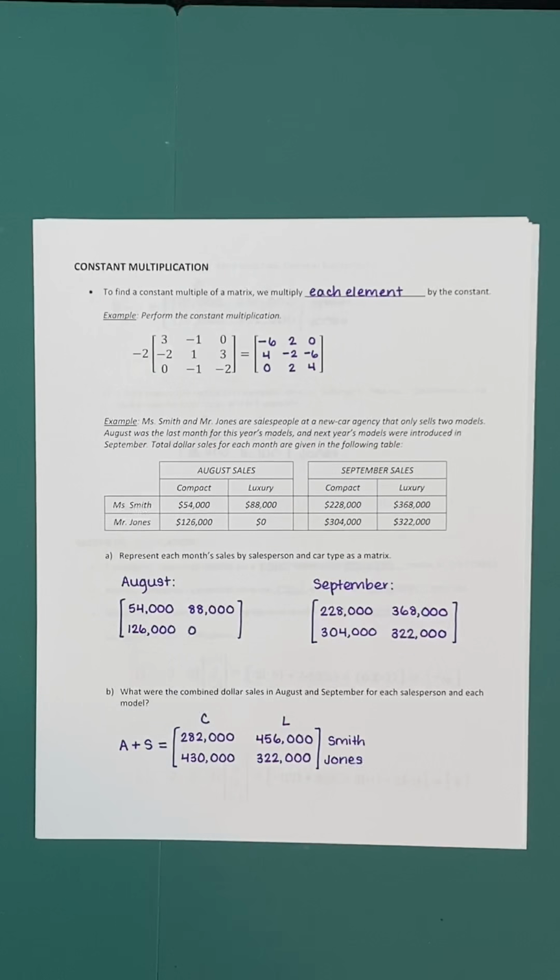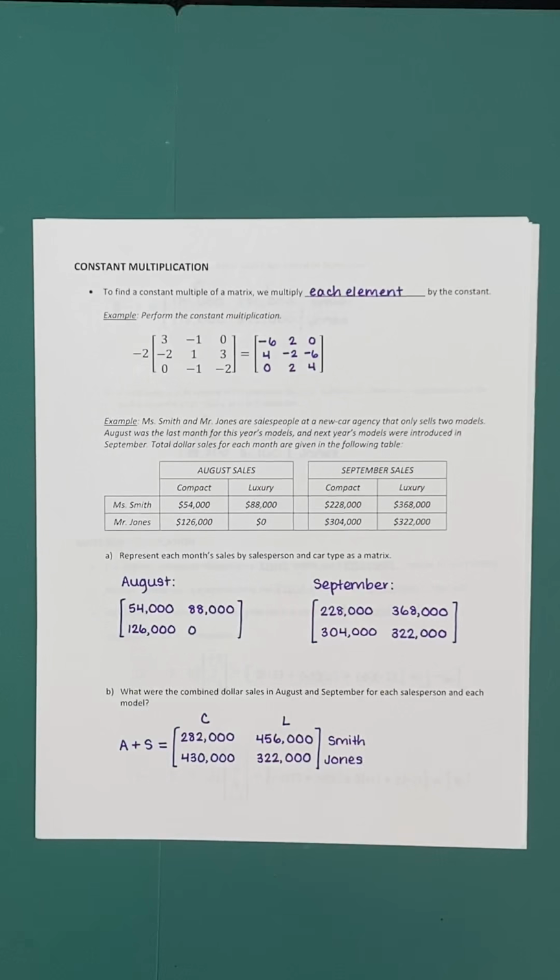So how might we use these operations in an actual applied situation? Well, let's look at an example. Our example says, Ms. Smith and Mr. Jones are salespeople at a new car agency that only sells 2 models. August was the last month for this year's models, and next year's models were introduced in September. Total dollar sales for each month are given in the following table.